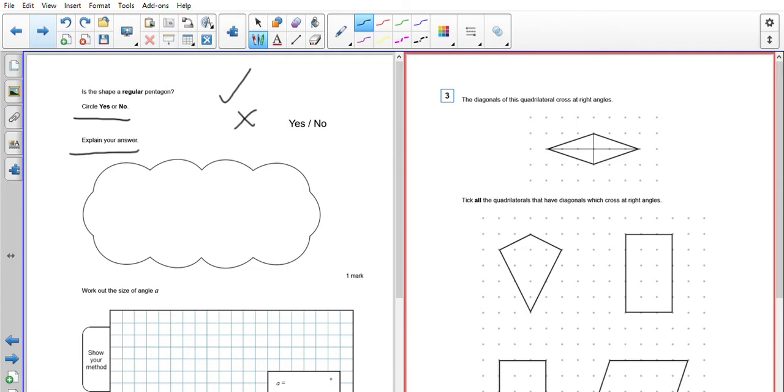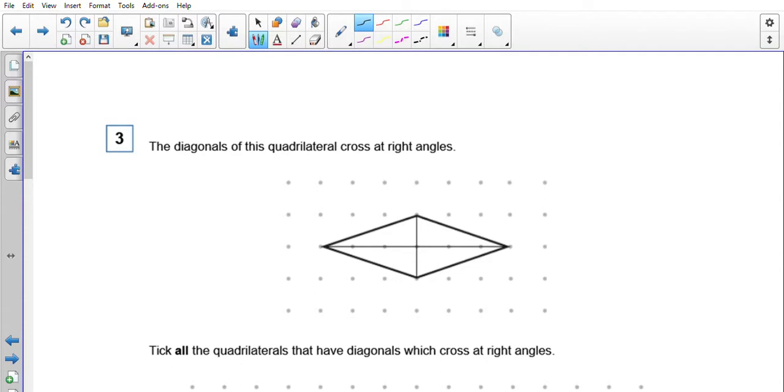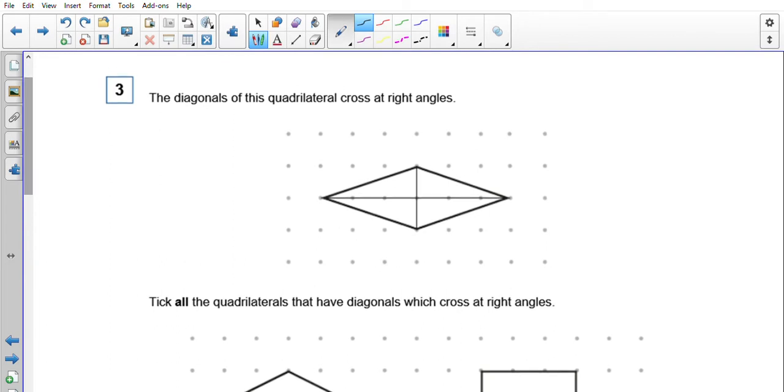Let's have a look at question 3. Is this on one page? Yes, it is. It appears to still be recording, which is good. Don't stop. Okay, so diagonals of this quadrilateral cross. That's right, okay, right angles.